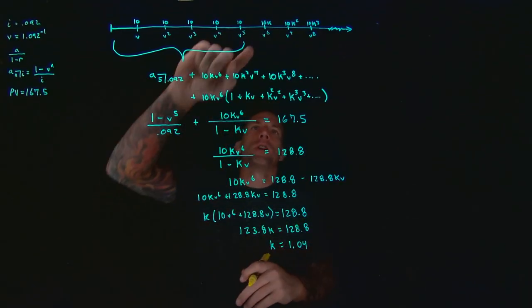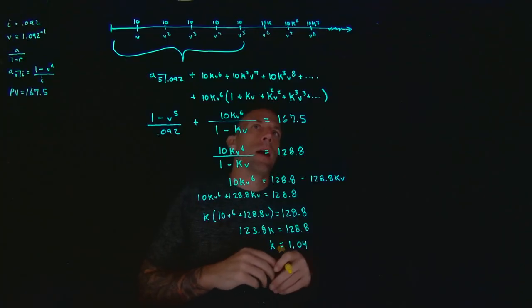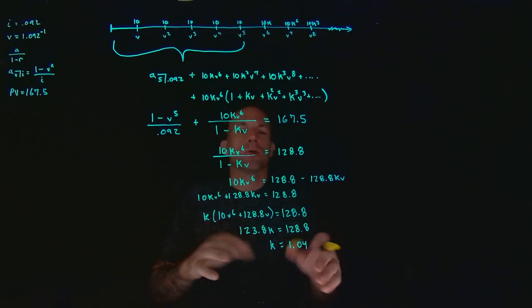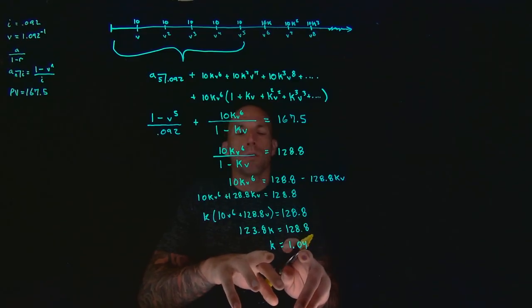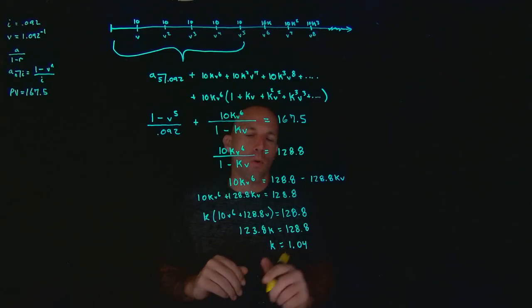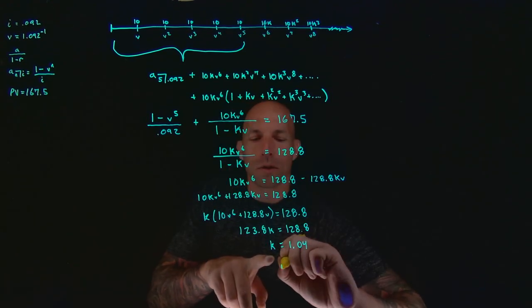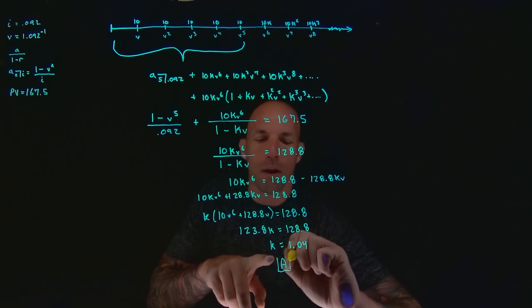But remember, I cheated it just a little bit at the beginning, letting k be 1 plus k and not just the interest rate. So the answer we actually want here is 4%, but I think that's fairly obvious. So we would select A and move on.